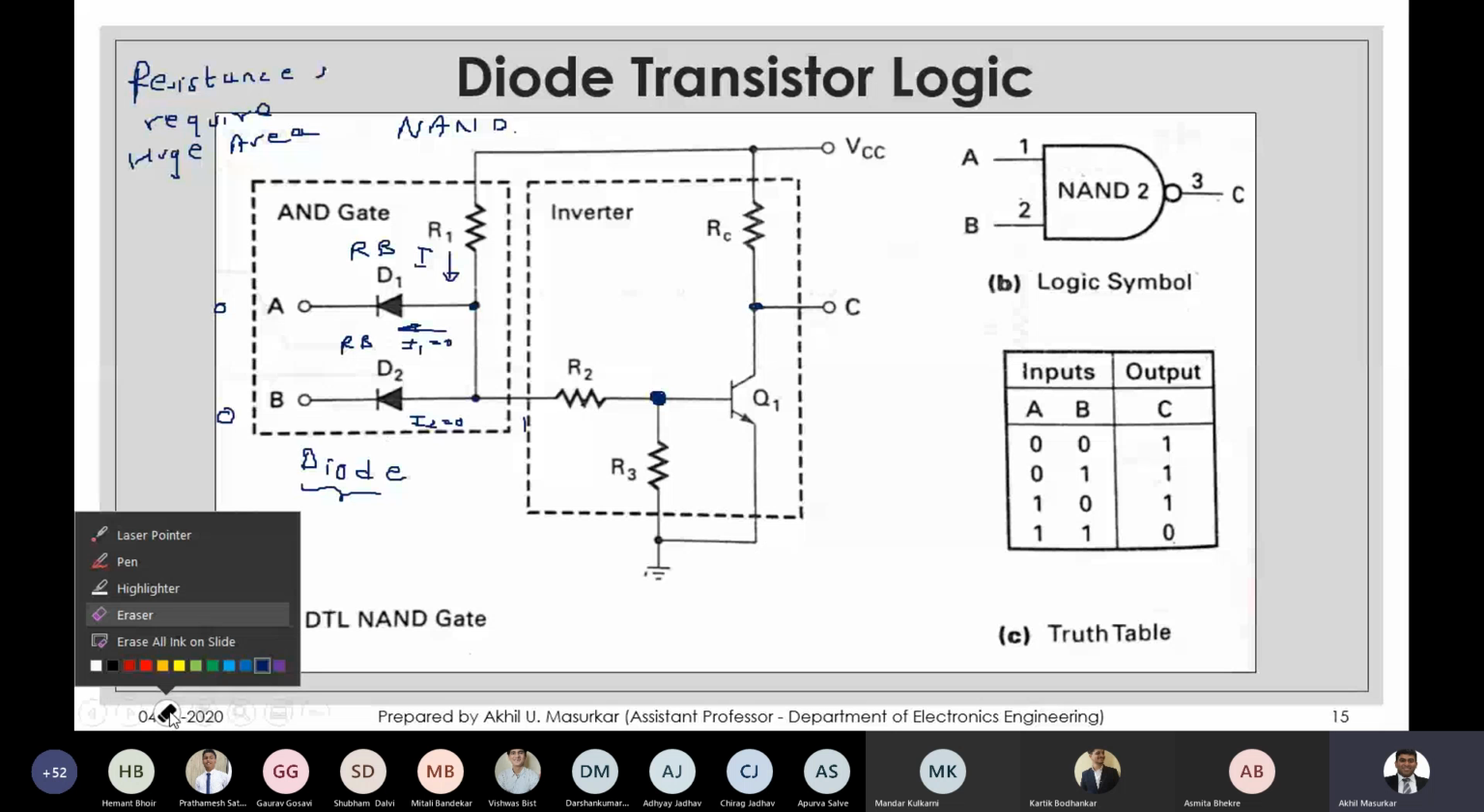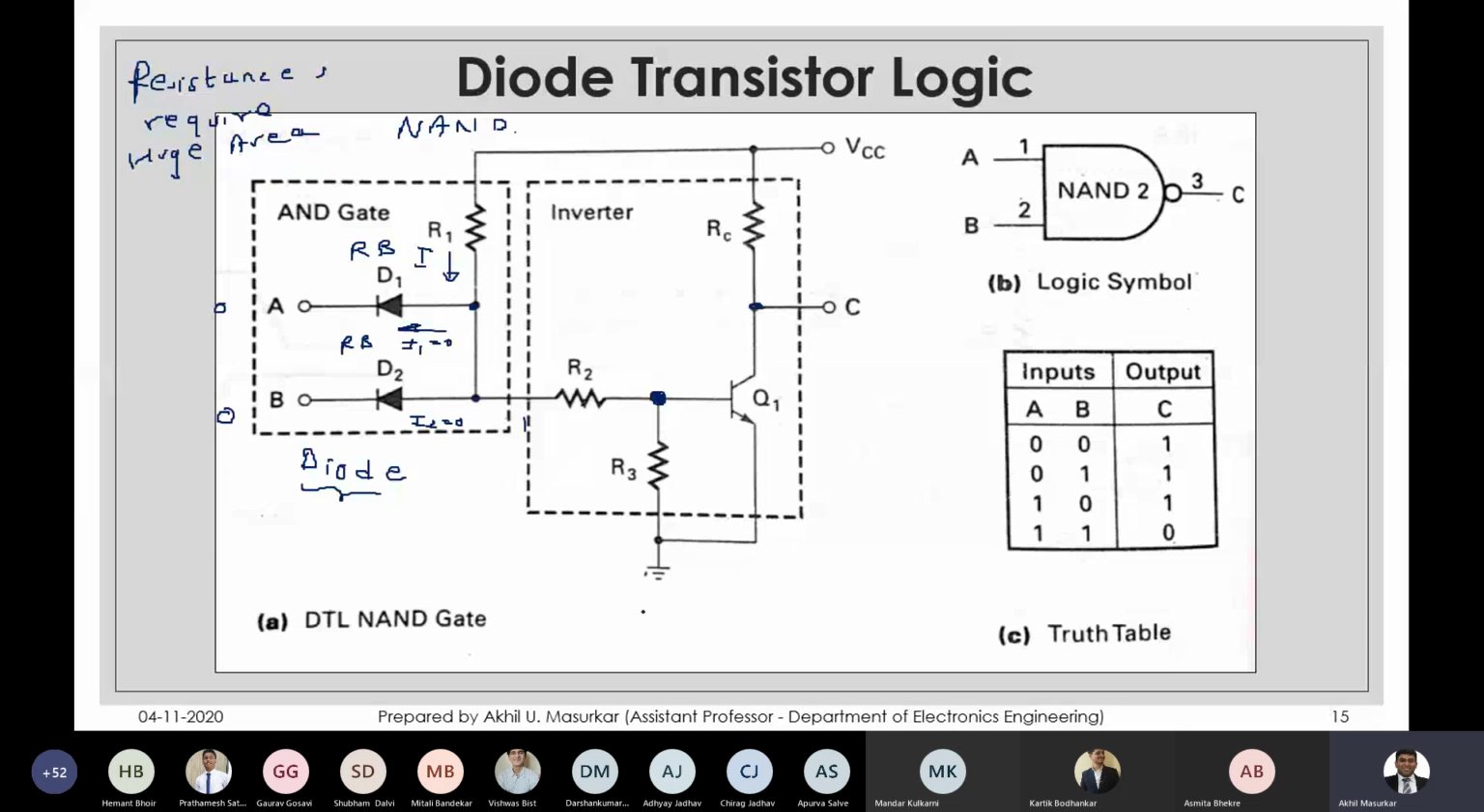Okay, so let's go to the next diagram. So I think you can generalize an OR also. OR will be just a resistance here. That's it. So you will get rid of this and put an R here. That's it.